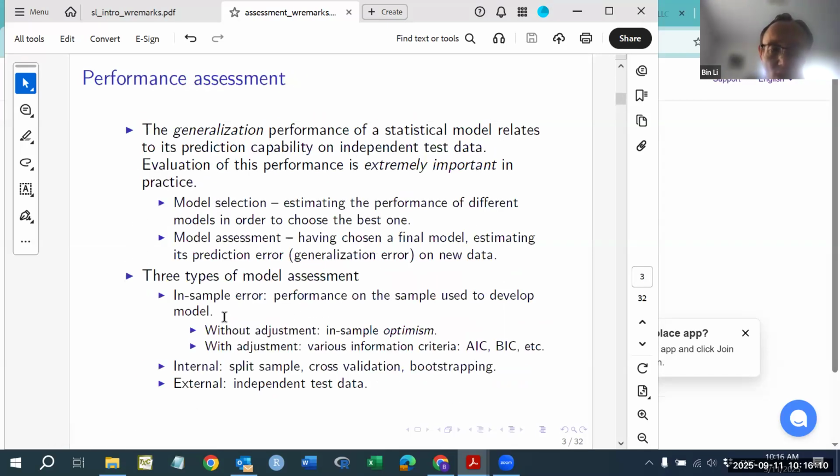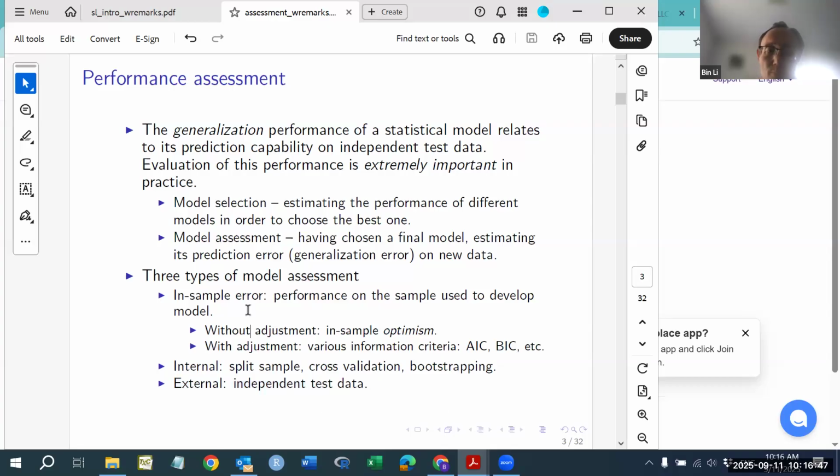Why is generalization performance important? Because evaluation of this performance can help us select optimal models and also evaluate how good the model is. Okay, and there are three types of model assessment. The first one is the in-sample error approach. The second one is the internal approach, and the third one is the external approach. We will talk about all three.